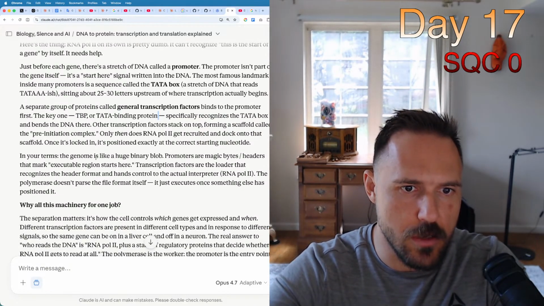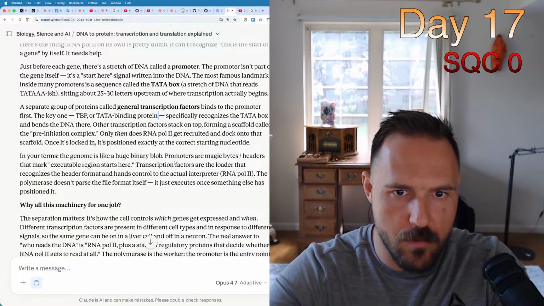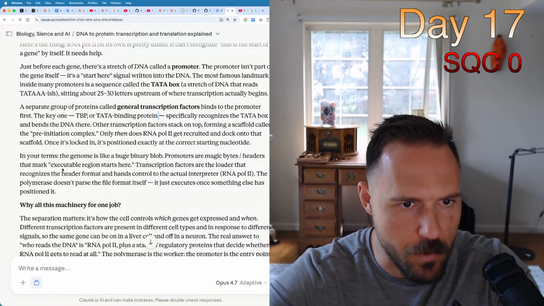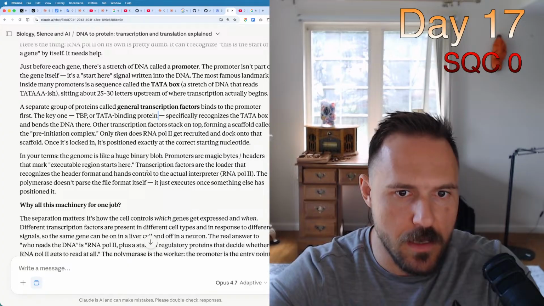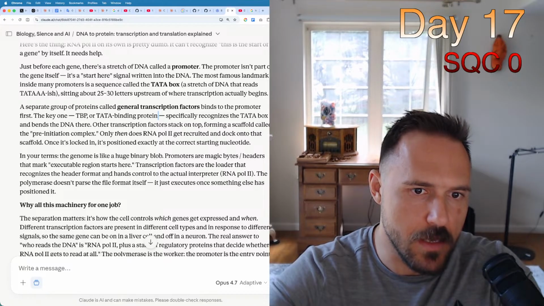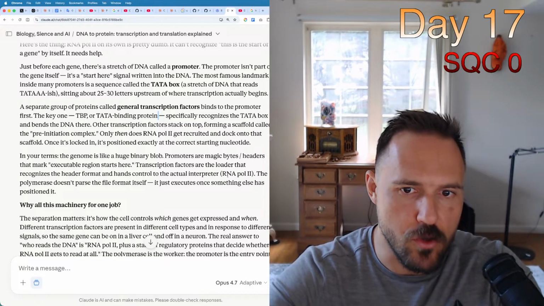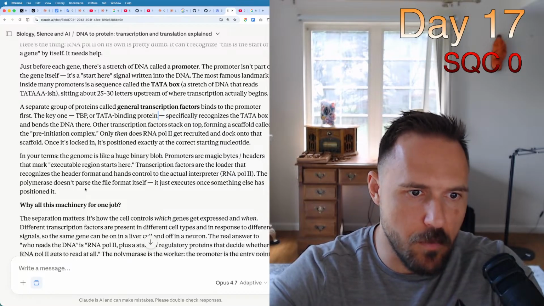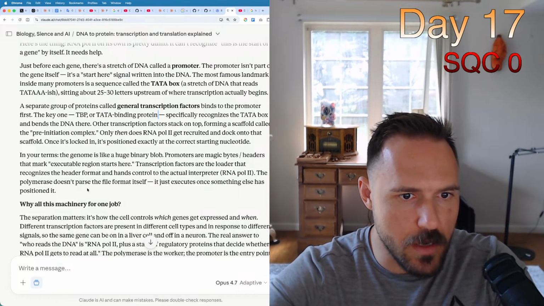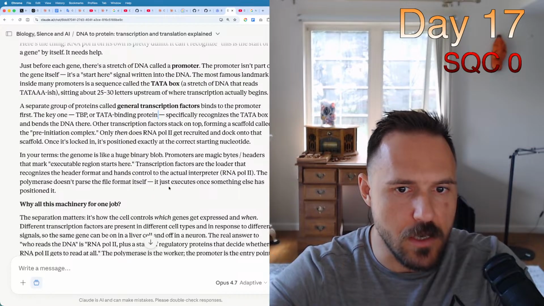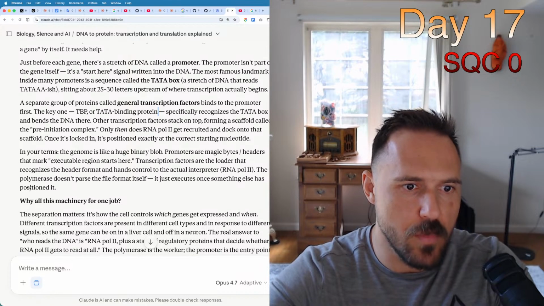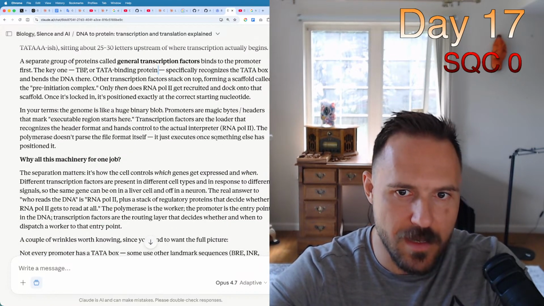In your terms, the genome is like a huge binary blob. Promoters are magic bytes, headers that mark executable regions starting here. Yeah, exactly what I'm thinking. Transcription factors are the loader that recognizes the header and format and hands control to the actual interpreter, RNA Pol II. The polymerase doesn't parse the file format itself. It just executes once something else has positioned it.